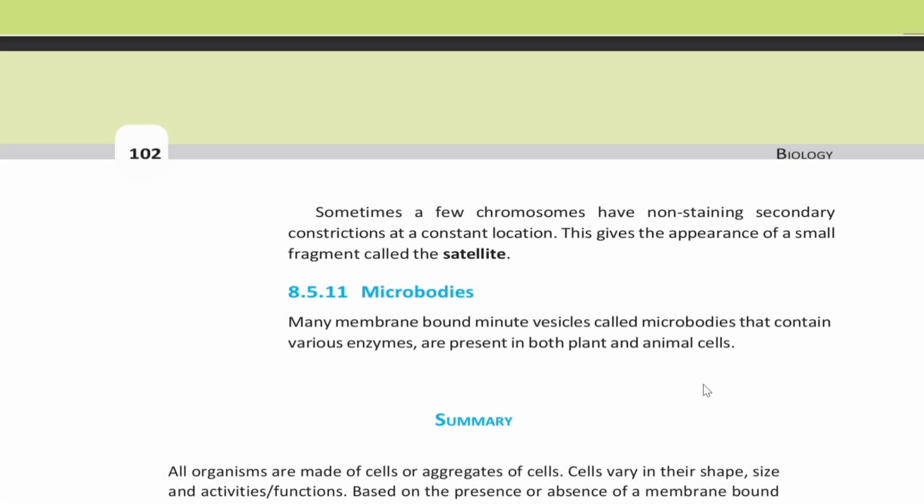Sometimes a few chromosomes have non-staining secondary constrictions at a constant location. This gives the appearance of a small fragment called the satellite. 8.5.11 Microbodies. Many membrane-bound minute vesicles called microbodies that contain various enzymes are present in both plant and animal cells.